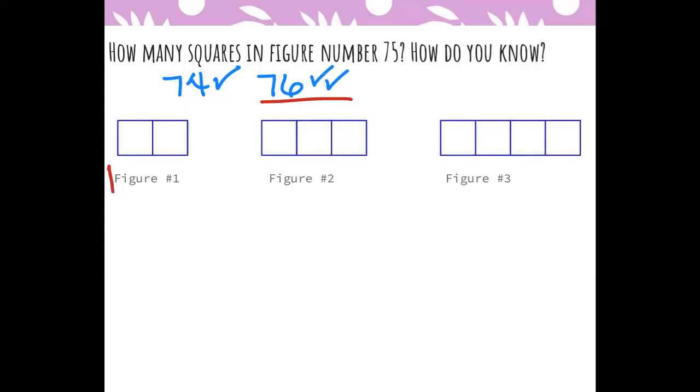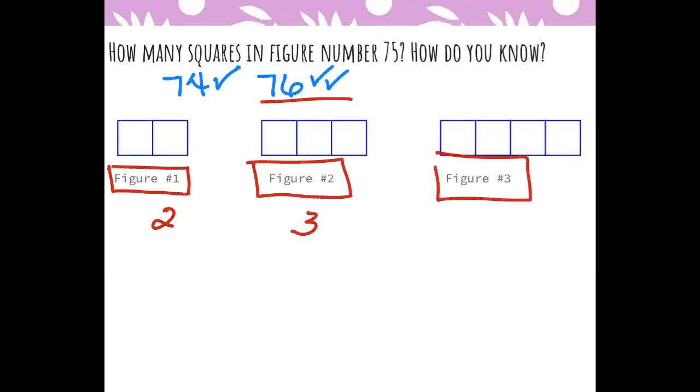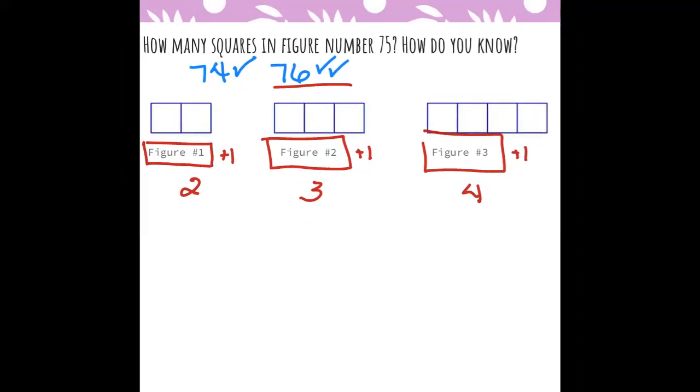So figure 1, how many squares do you see? 2. Figure 2, how many squares do you see? 3. Figure 3, how many squares do you see? 4. So the answer is always 1 more than the number that's there. Okay? So you have the right idea. You just went backwards a little bit. So if it is figure 75, then if I add 1, the answer should be 76.